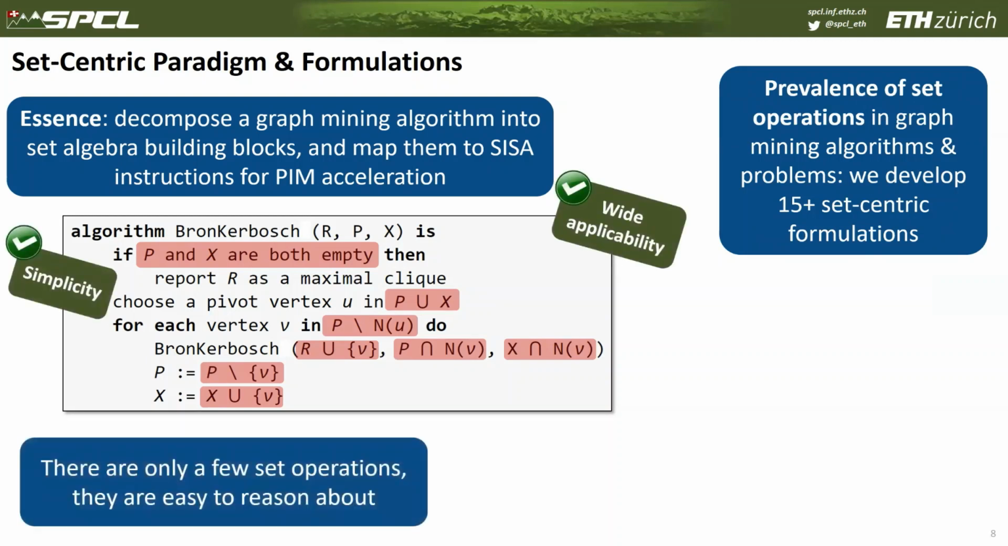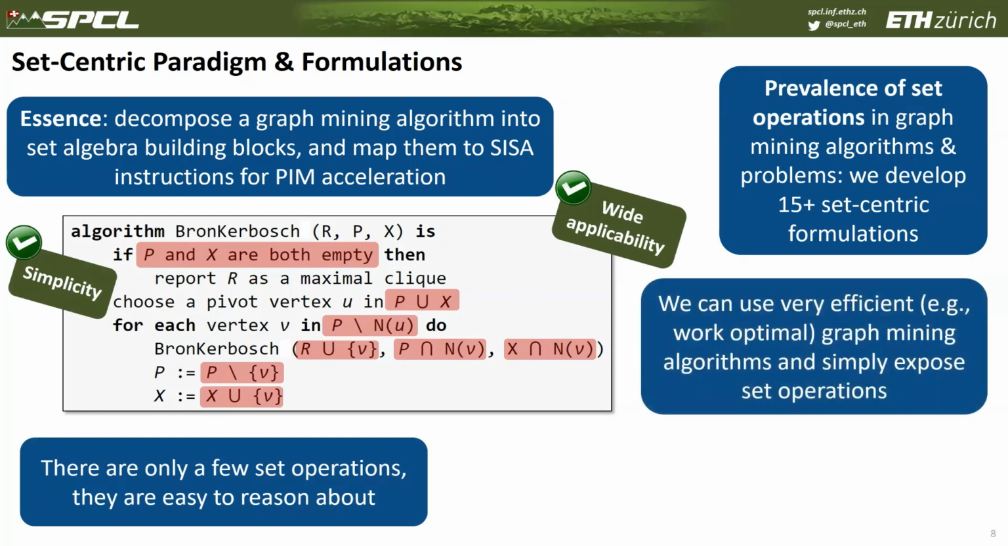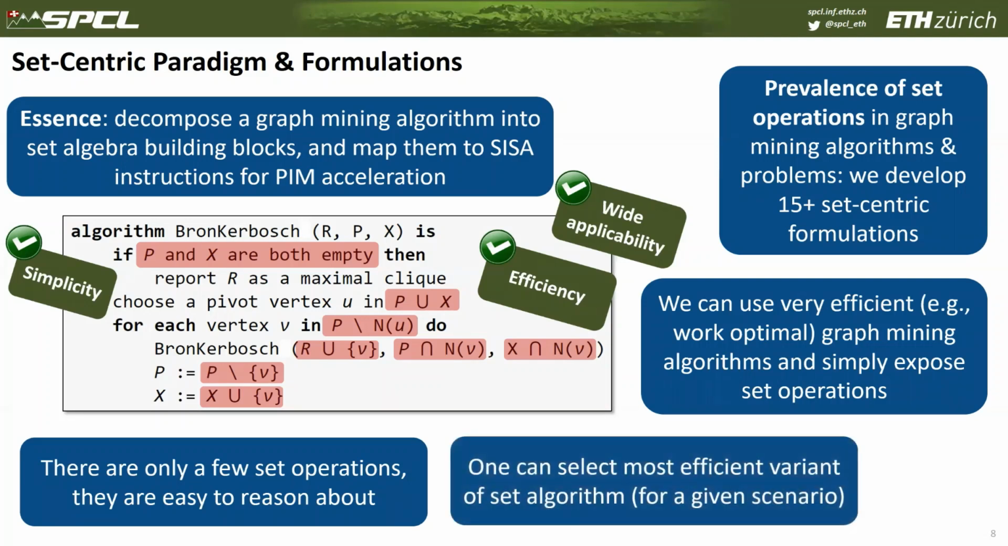On the other hand, as we only have a few of these operations, the way we are going to speed up the algorithm, for example, by playing with different variants of set intersection or set union, is going to be simpler than dealing with all this complexity of the whole algorithm as a whole at the same time. And finally, we can also get more performance because we can tune these different set algebra building blocks with different variants of set operations. And you can select for a given scenario which variant is the most beneficial one.